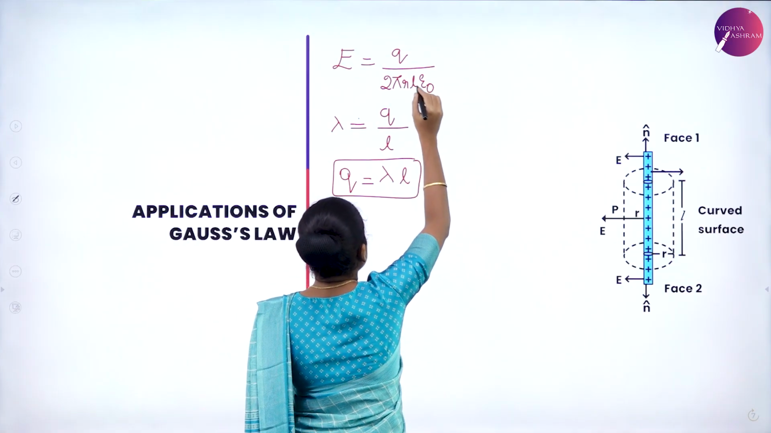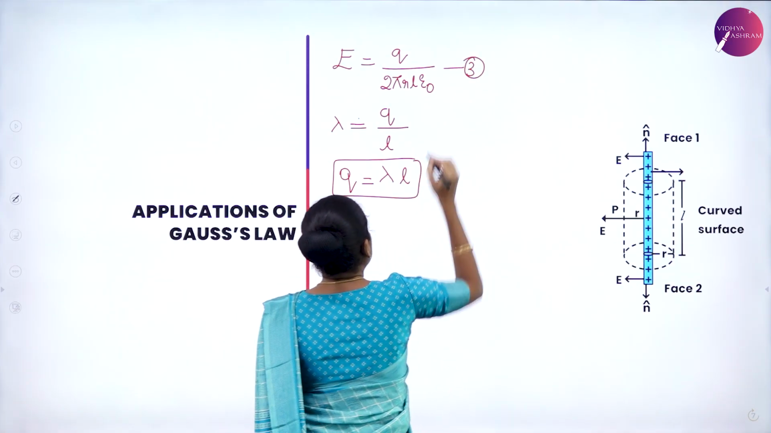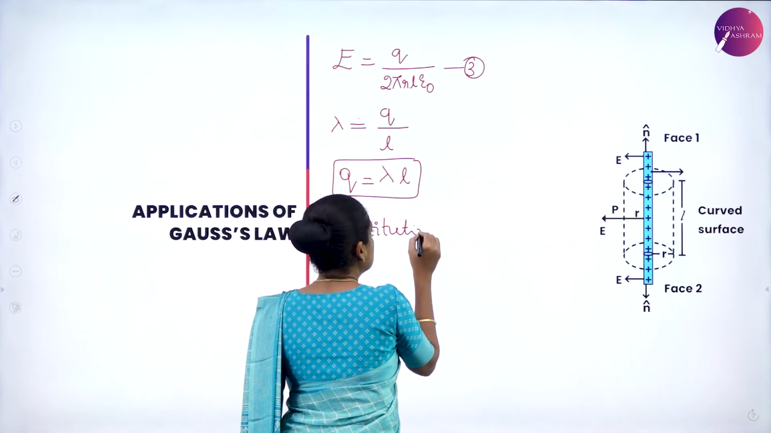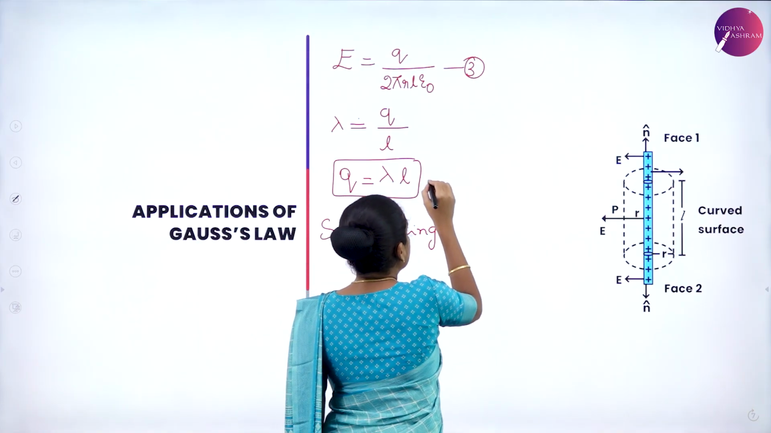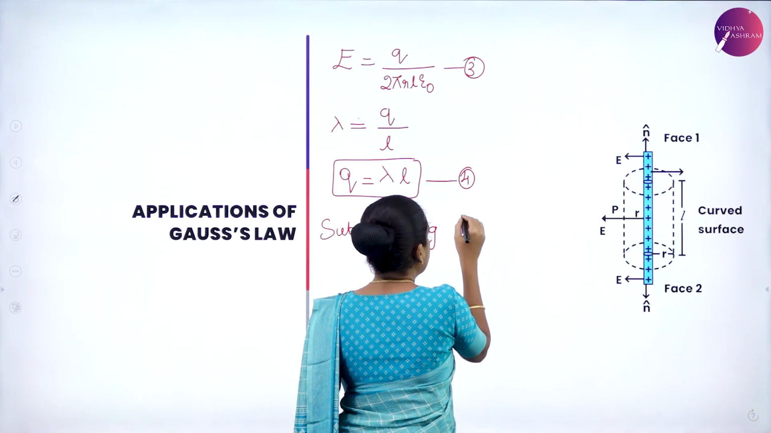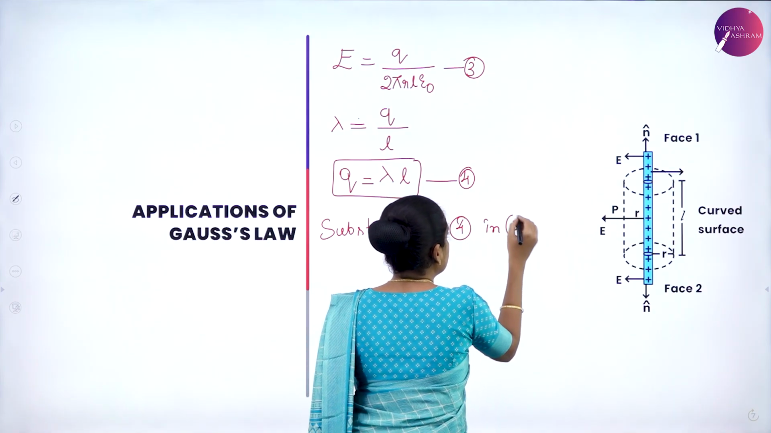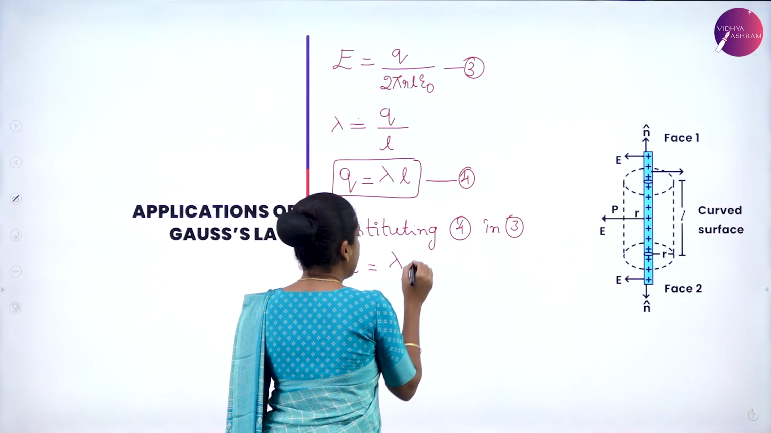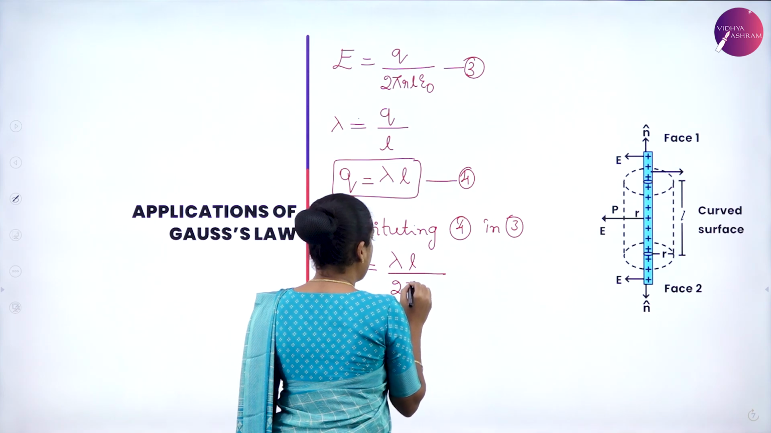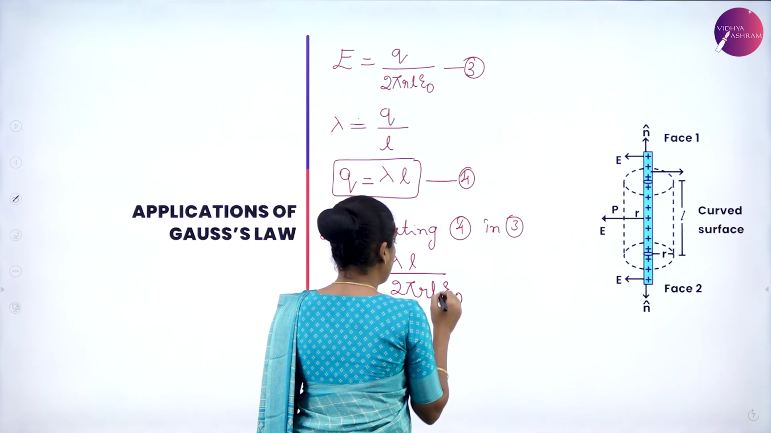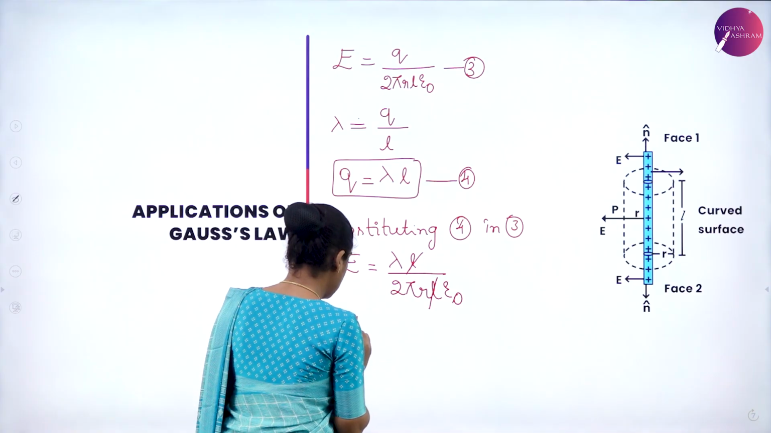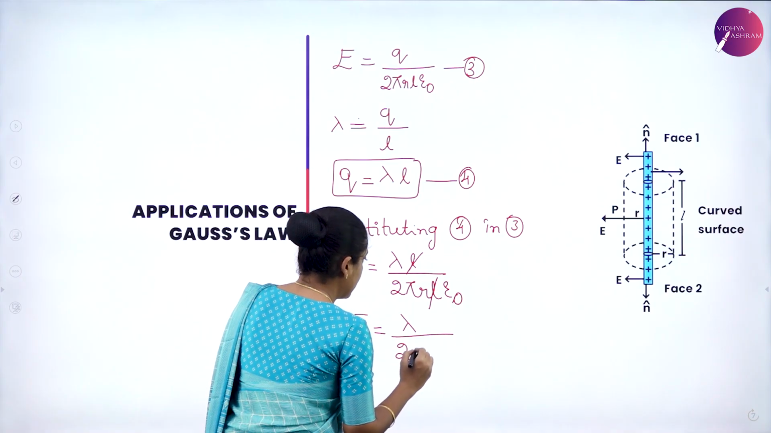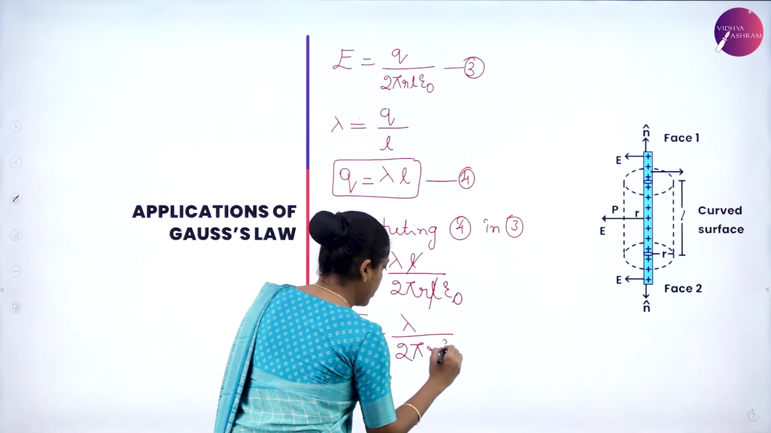Substitute this in equation 3. Substituting, let us consider this as equation 4 and equation 3. Then we have E is equal to lambda L by 2 pi R L epsilon naught, where L gets cancelled. The final expression for the electric field is lambda by 2 pi R epsilon naught.